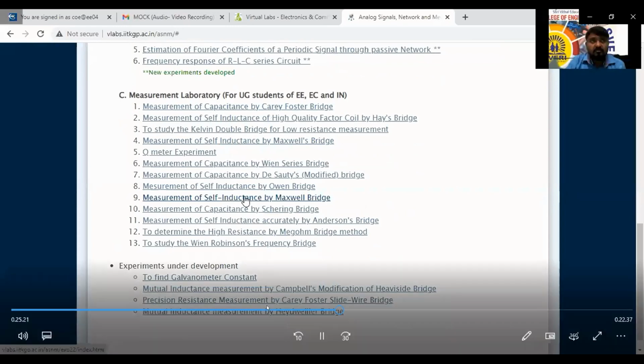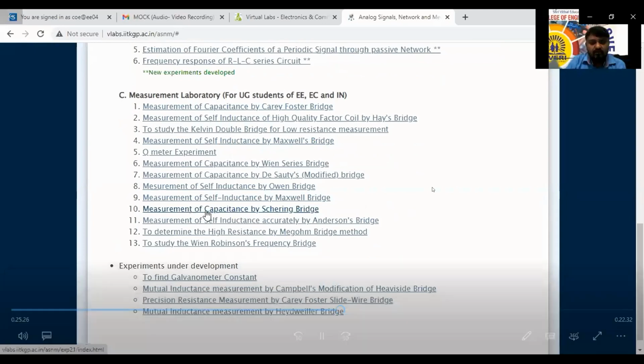Yes, sir. So now we'll go for the measurement of capacitance by Schering bridge. This is the Schering bridge.